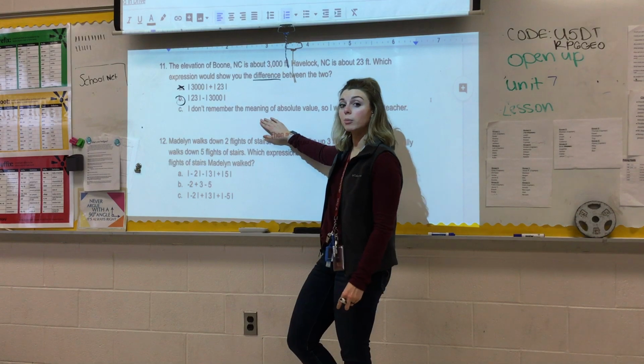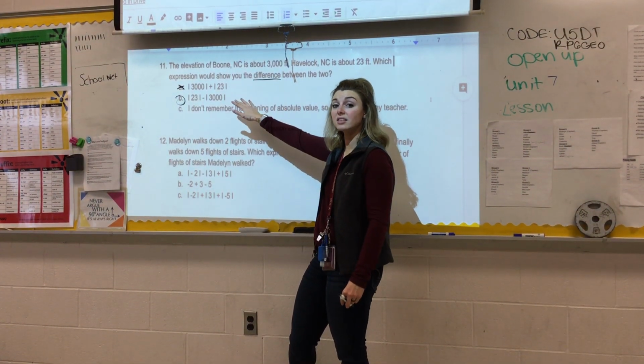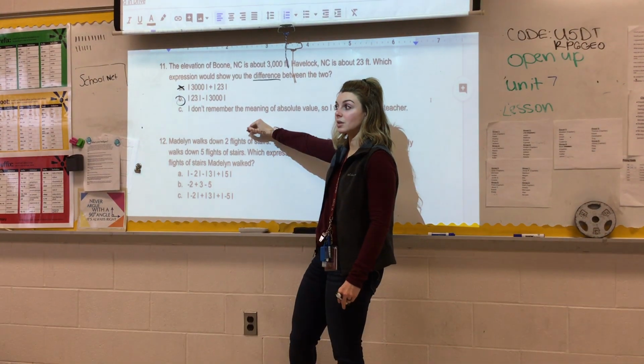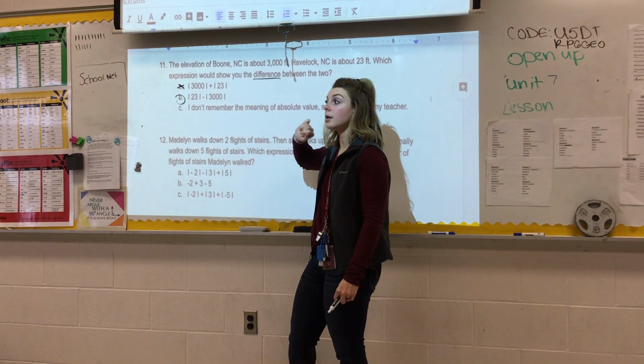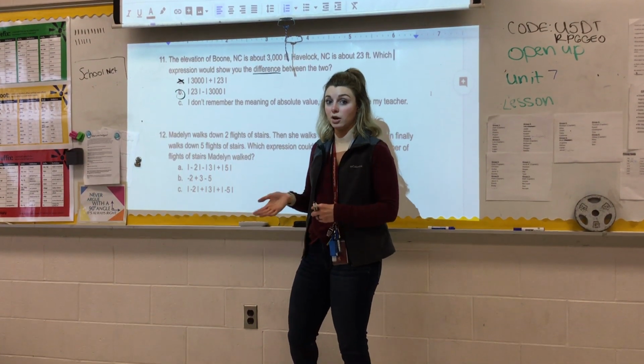C says, I don't remember the meaning of absolute value, so I will message my teacher. If you see this and you are like, I have no idea what this means, that is something that we talked about last week, and I'm happy to help you, but you will have to message me so that I know and I can help you with absolute value.